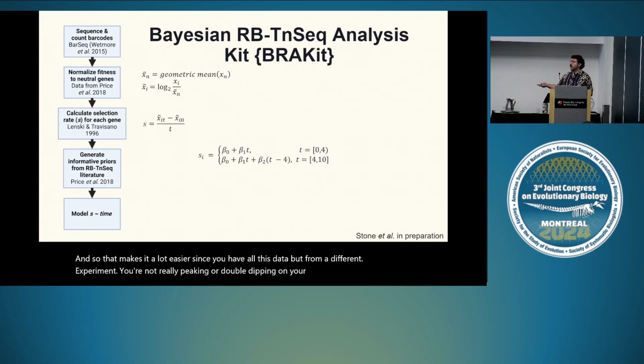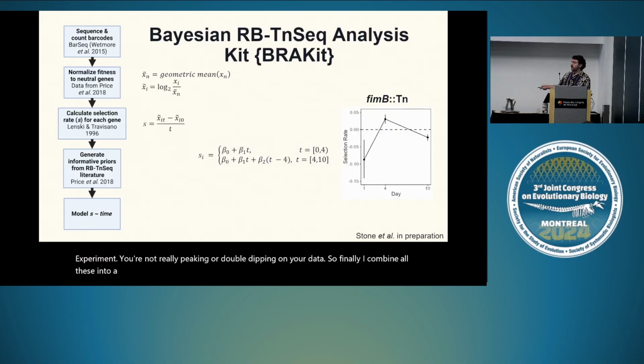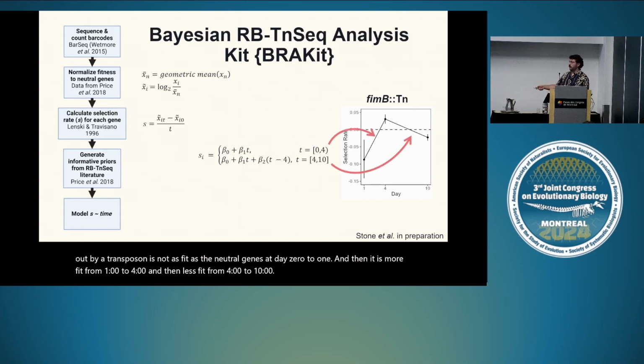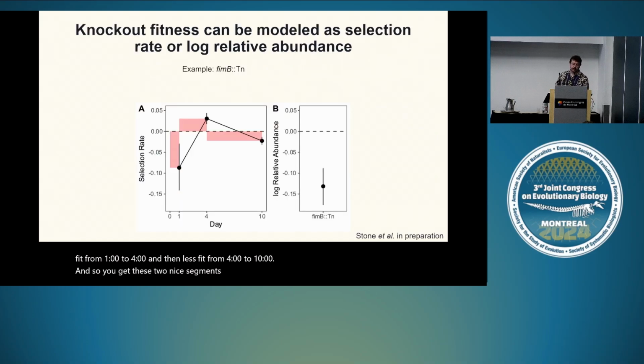So finally, I combine all these into a model. Since I only have 3 time points here, I'm just doing piecewise linear regression. And here's one example gene. I'll tell you later what it does. But FIMB knocked out by a transposon is not as fit as the neutral genes at day 0 to 1. And then it is more fit from 1 to 4. And then less fit from 4 to 10. And so you get these 2 nice segments just modeled by your linear regression here.